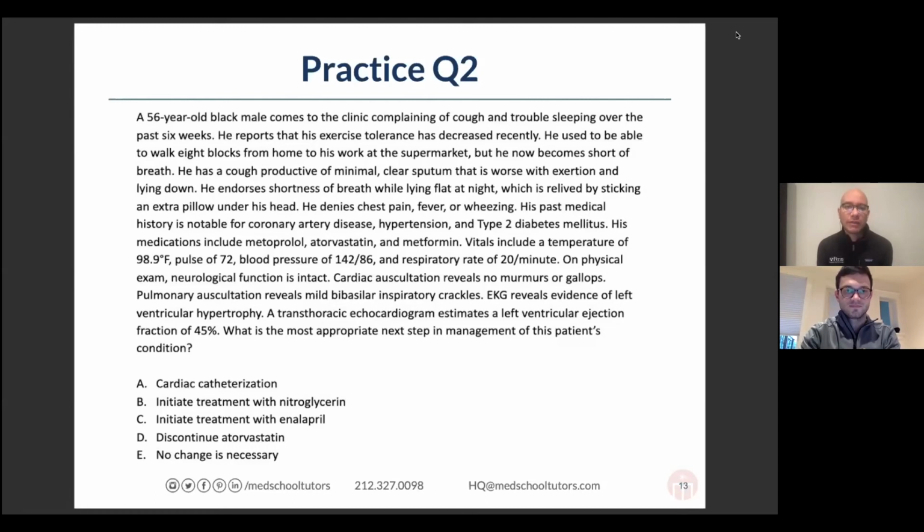So here we have a 56-year-old Black male who comes to the clinic complaining of cough and trouble sleeping over the past 6 weeks. And because I love clinical reasoning, I would reframe this as a middle-aged African-American gentleman coming in with subacute to chronic trouble sleeping and cough. And just like in the last vignette, don't get caught up in that first sentence and think, oh my goodness, what are the 10 billion different causes of cough? Or, I had trouble sleeping last night. The differential is incredibly broad.